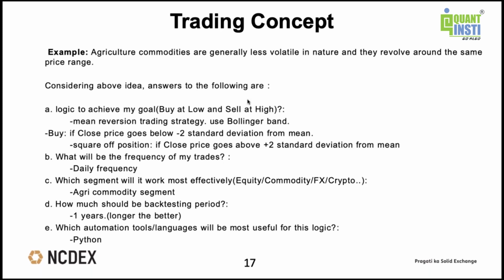And what will be the frequency of the trades? Let's keep it daily frequency, and the segment, as we agreed, will be agri commodities. The backtesting period we'll keep at least 1 year, and it's better if we keep it for a longer period if we get the data. And as for the automation tool, as we have decided, in this session we'll use Python for algo trading.